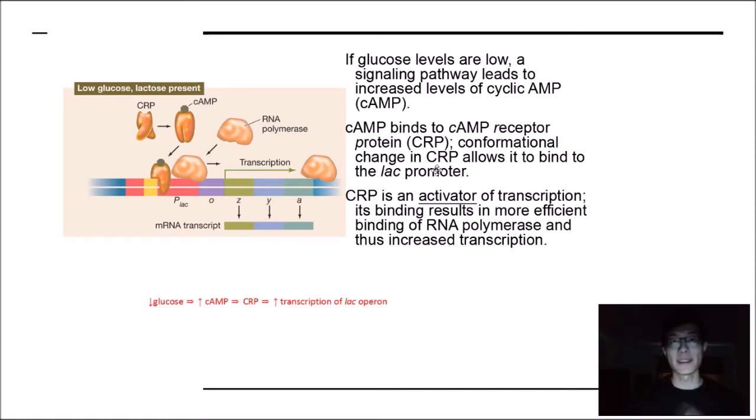So again, this is a situation where we have low glucose levels and high lactose presence. In a low glucose and high lactose presence, this is what's going to happen. You have this CRP that's acting as an activator of transcription.